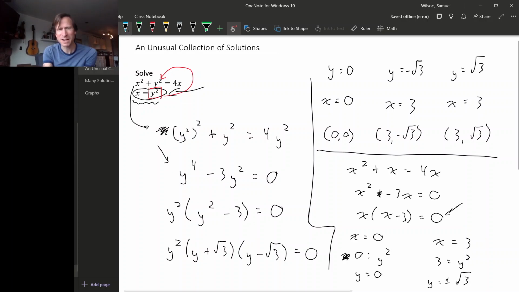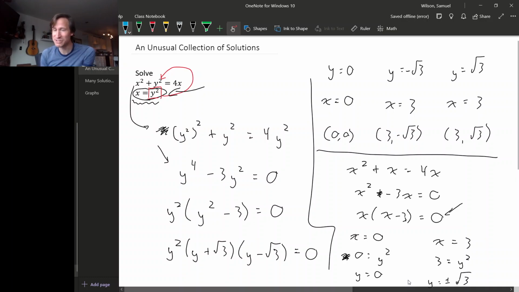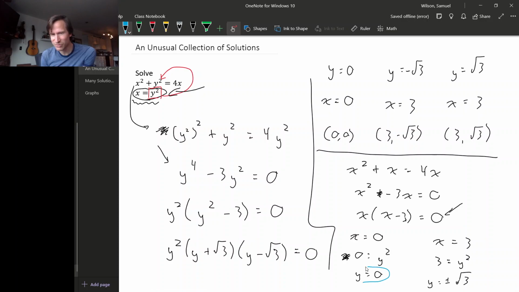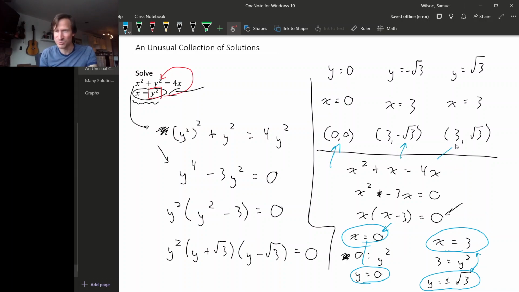Now, something that you have to be careful about is, we're getting all of these x and y values. You have to be careful to match them up correctly. So this y equals 0, that came from x equals 0. So this value for y, where y is 0, it only goes with this value for x. Right? So that's giving us the point (0, 0). These two values for y, plus or minus root 3, those came from assuming that x is 3. So these two y values both go with that single x value. So that's giving us these 2 points here.